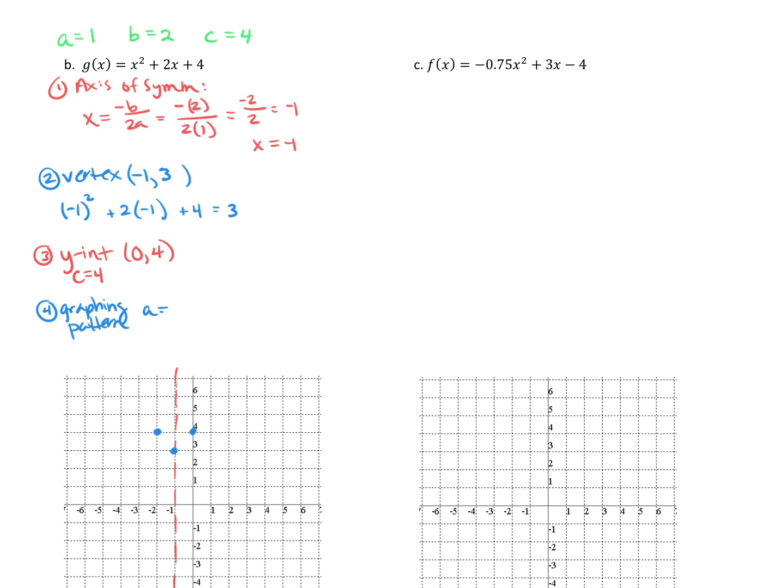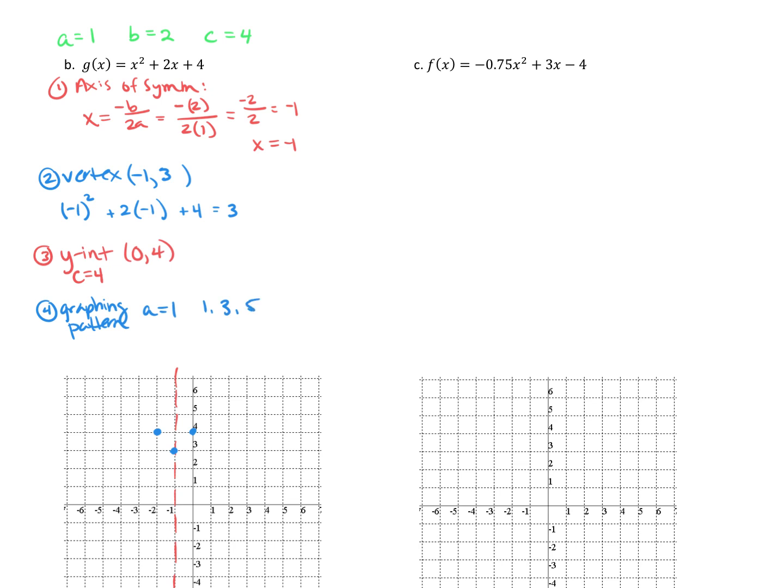That uses our a value, which is 2. So you're going to take that 2, multiply it by, actually, our a value is not 2. Who said that? Our a value is 1. So when your a value is 1, your graphing pattern is just 1, 3, 5.